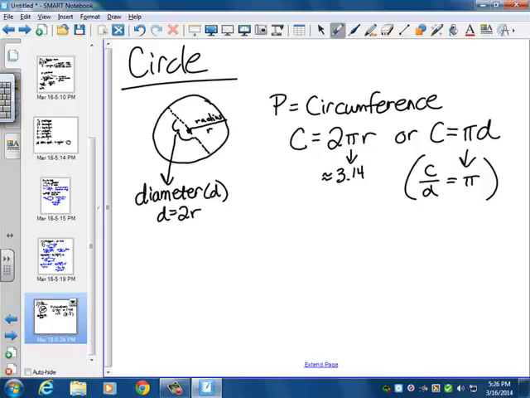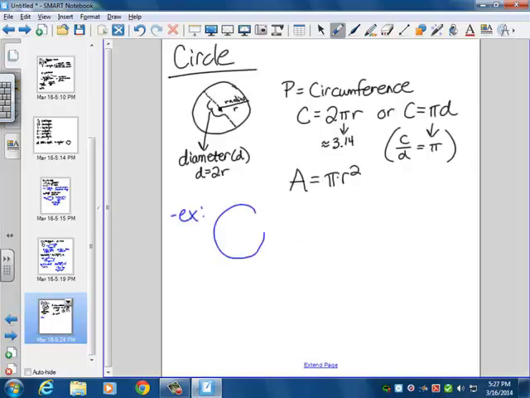So that's circumference. Area is pi times r squared. Now remember, order of operations, you have to do your exponents before multiplying. So let's say we have a circle with a diameter of 7 centimeters. So, to get my circumference, since I've given diameter, I'm going to plug it into that formula.